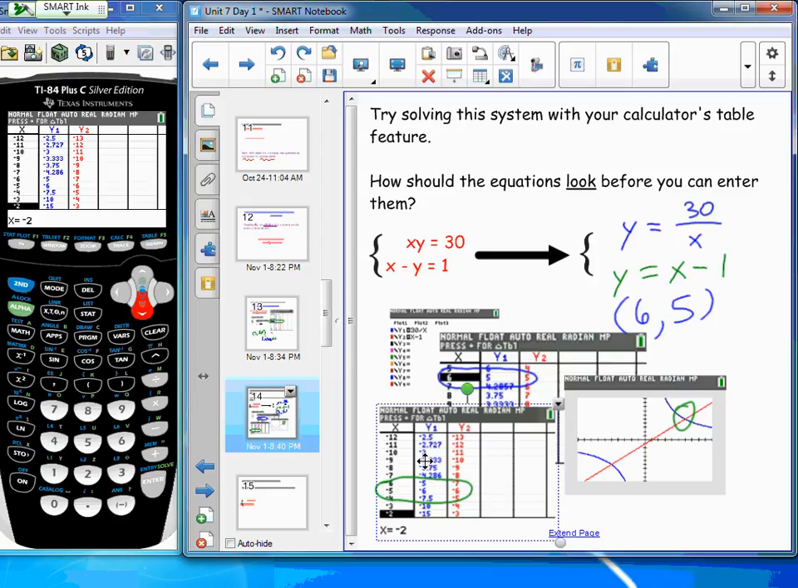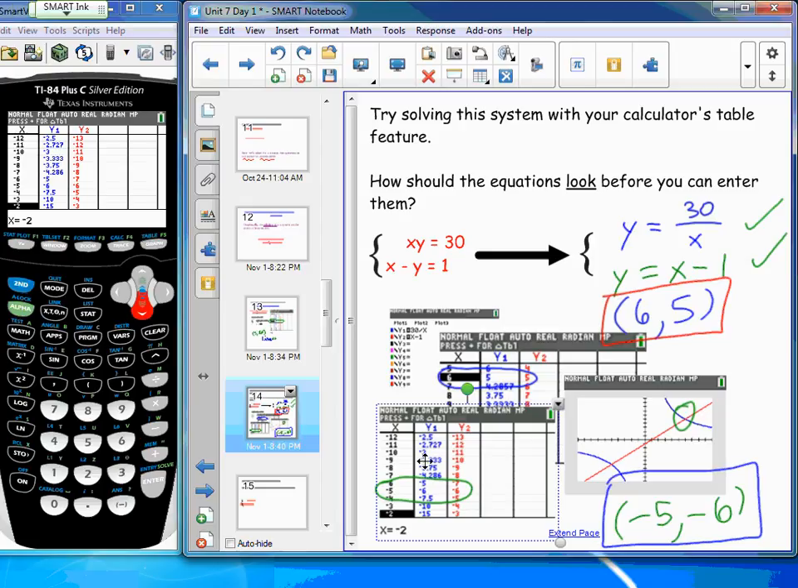Does -6 equal 30 divided by -5? Yes. Does -6 equal -5 minus 1? Yes, it does. And so we found two solutions. We better write them down. So we've got (6, 5) was one of them, but (-5, -6) was another one. We want to make sure that we're being aware that there might be more than one solution to a system, or none at all.